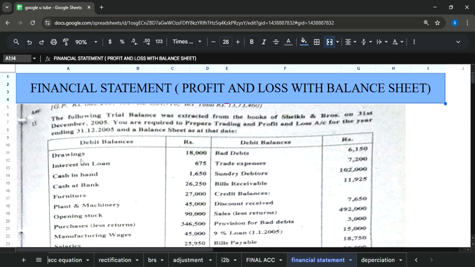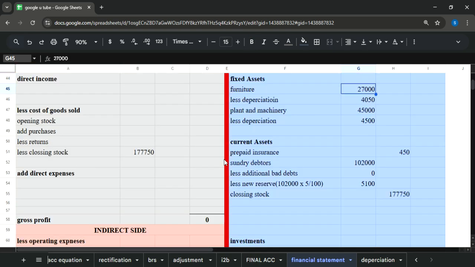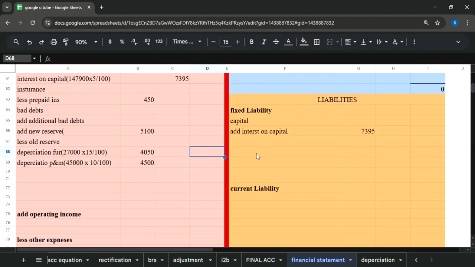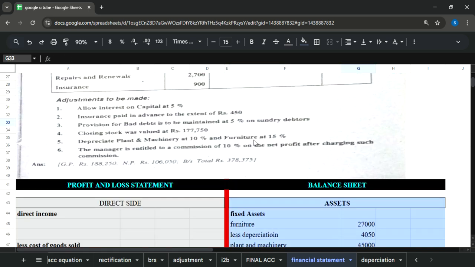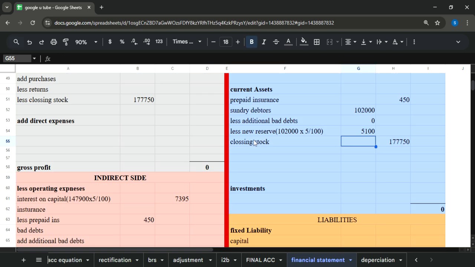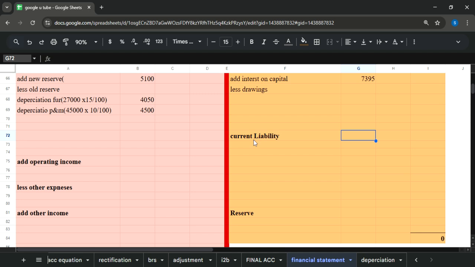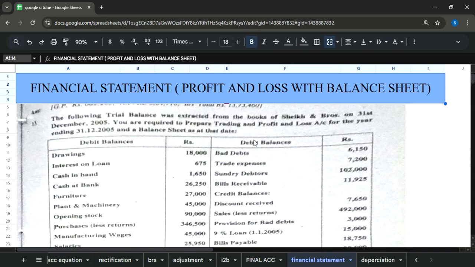So first, drawings 18,000. You will go to the liability side here, and these are drawings. Amount of drawings 18,000. So here you will mention 18,000. Single effect because it's present in the trial balance. Drawings, okay. Interest on loan 675.